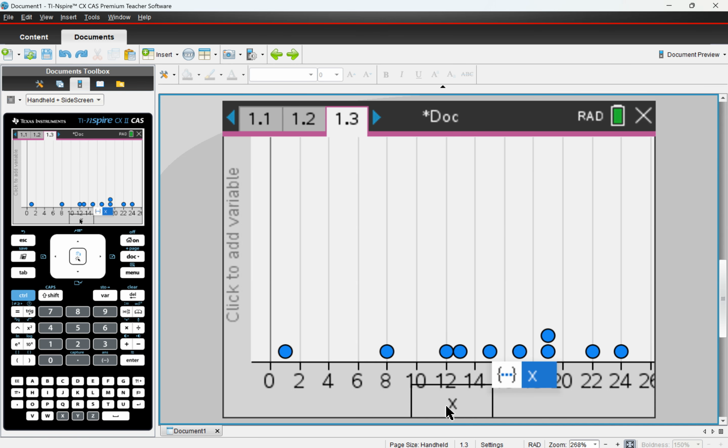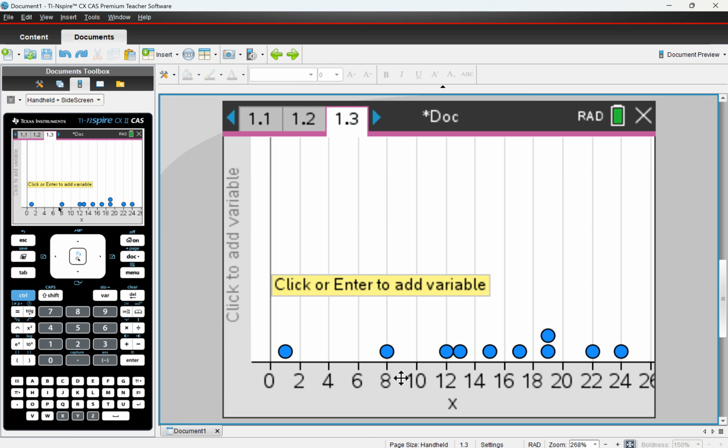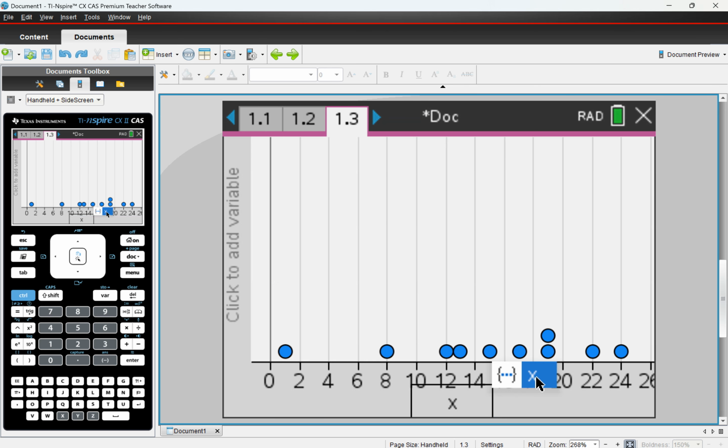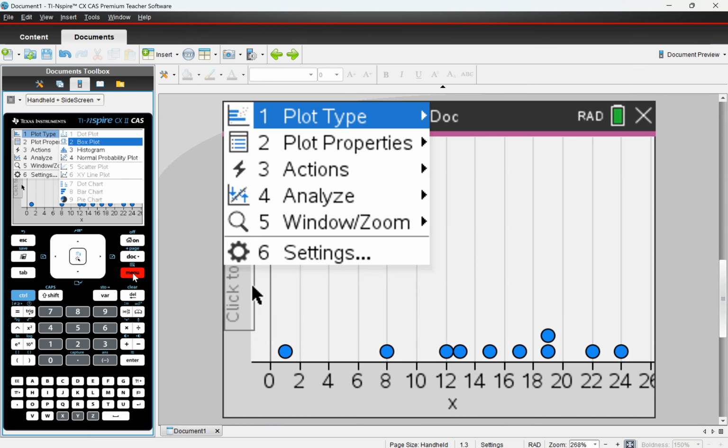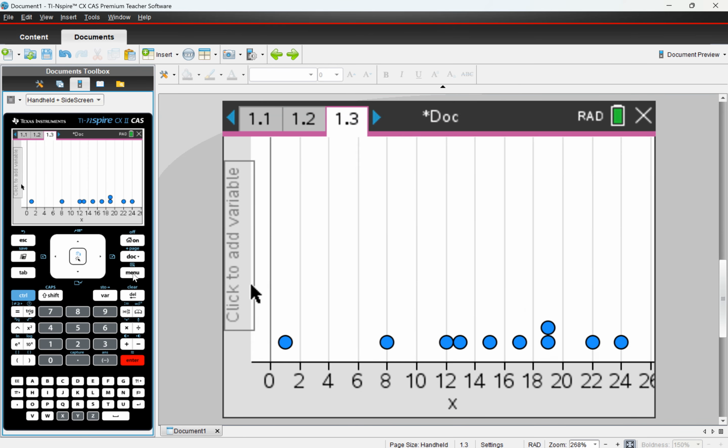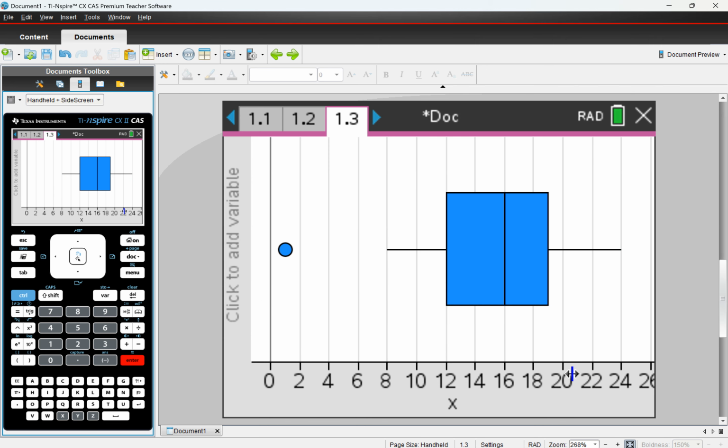So I'll do it again. On the x-axis, when it says Click to add variable, click on that. If you labeled it X, like I told you to do before, you just click X and it will reorganize the data on the number line. Then you go to Menu, Plot Type, Box Plot, and then you can see an outlier.